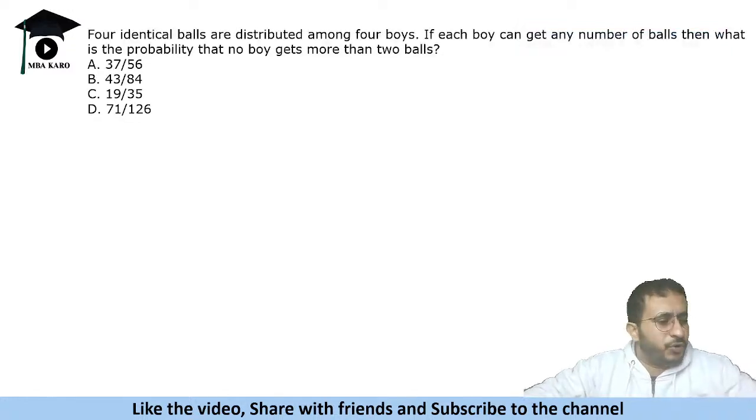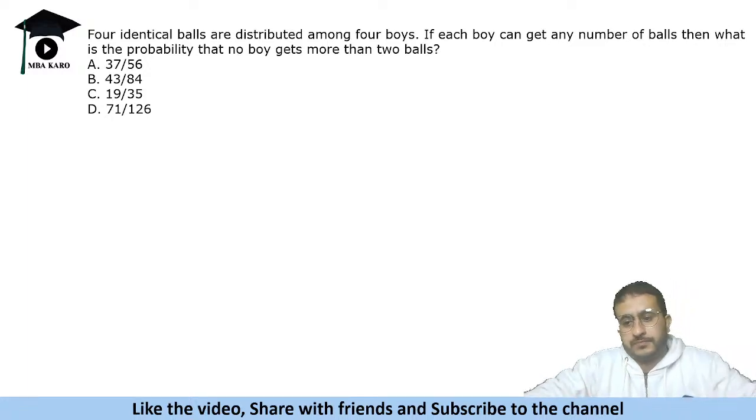Four identical balls are distributed among four boys. If each boy can get any number of balls, then what is the probability that no boy gets more than two balls?